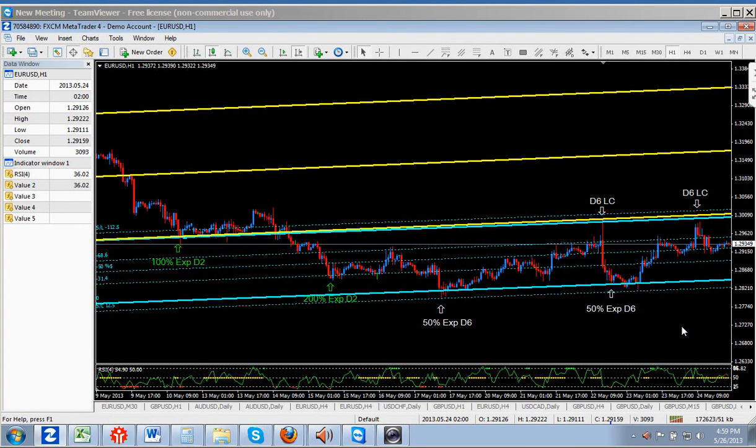So the market is moving in a diagonal channel, and this is another way to identify support and resistance by using, in this case, two standard tools found on MT4. Your standard deviation channel, and then aligning your fib channel to that.